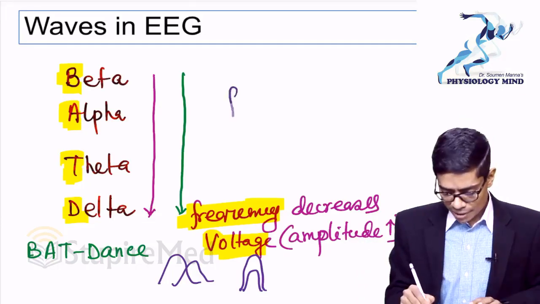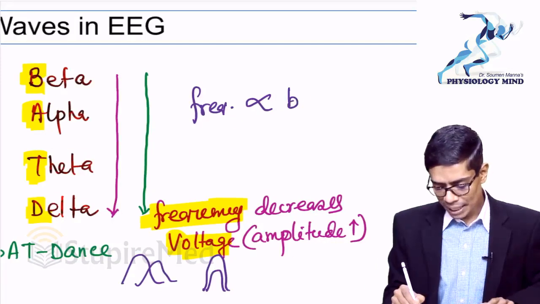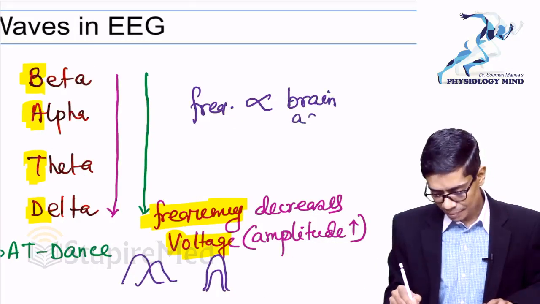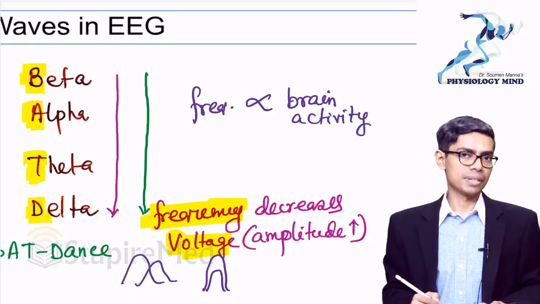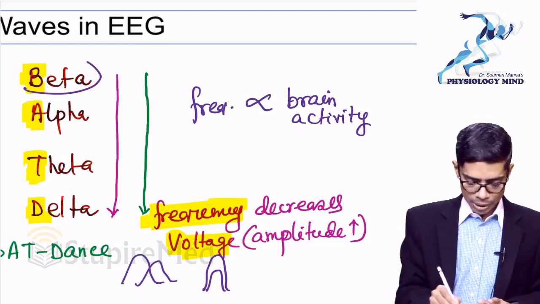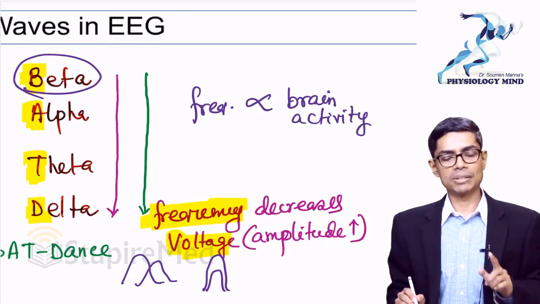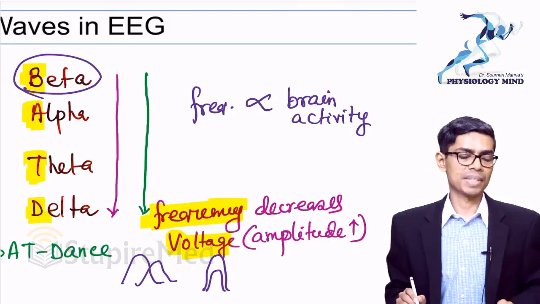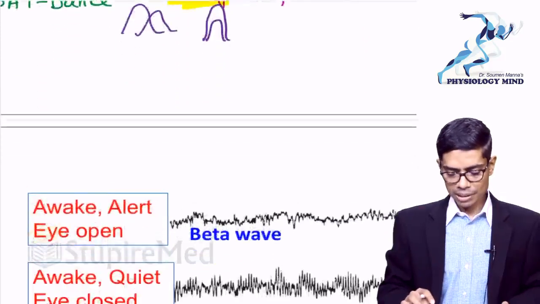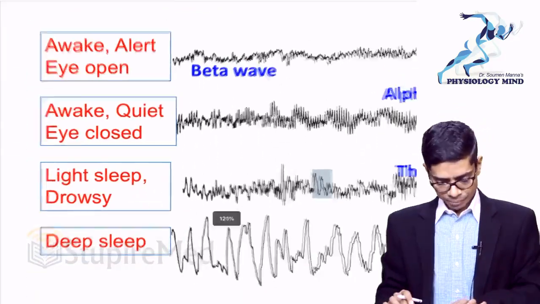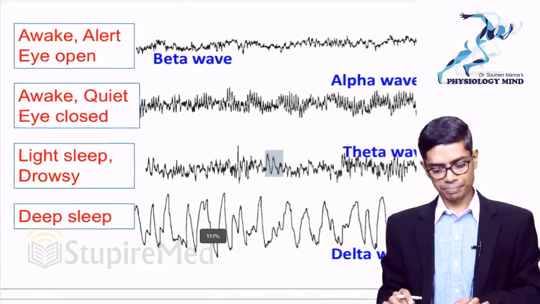So frequency is proportionate to brain activity. Please remember, the more active the brain, the more will be the frequency. So that's why between these four waves, beta wave has maximum frequency. Okay, so note down from this table. But before that, how to remember?